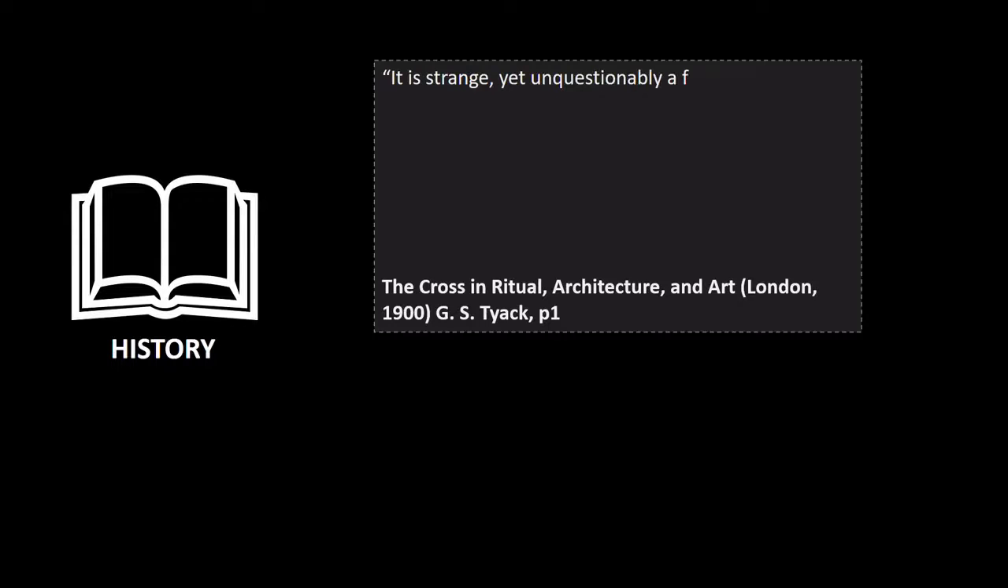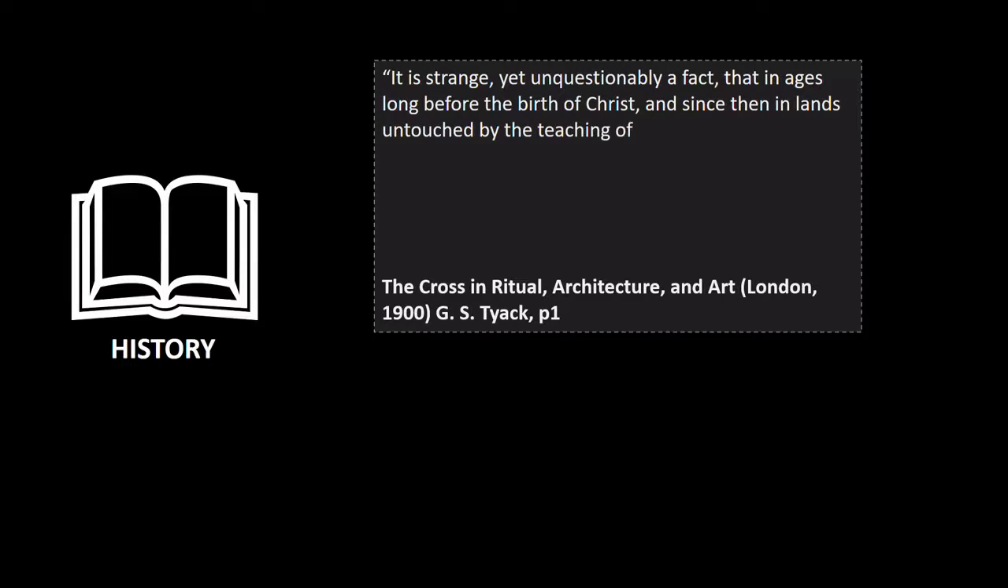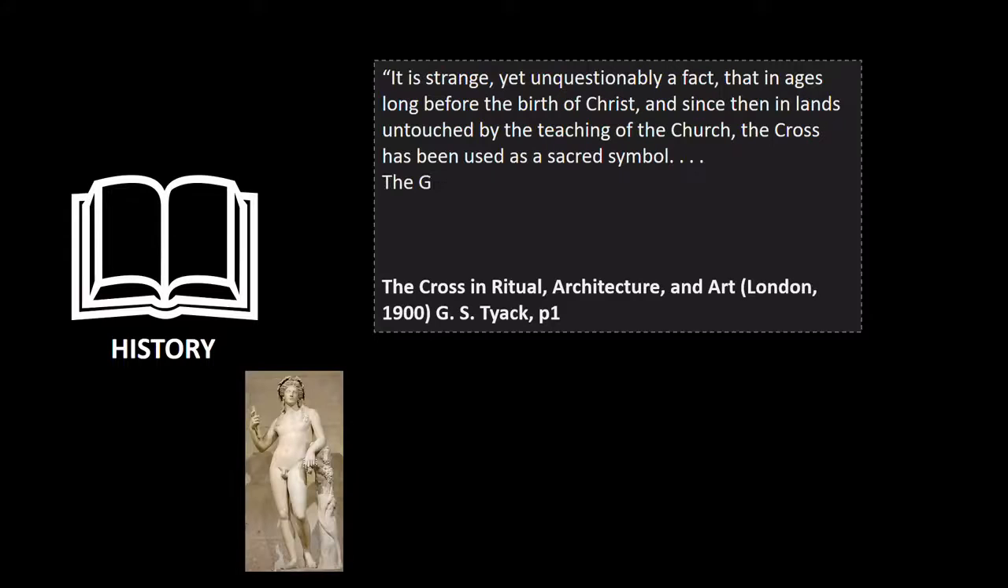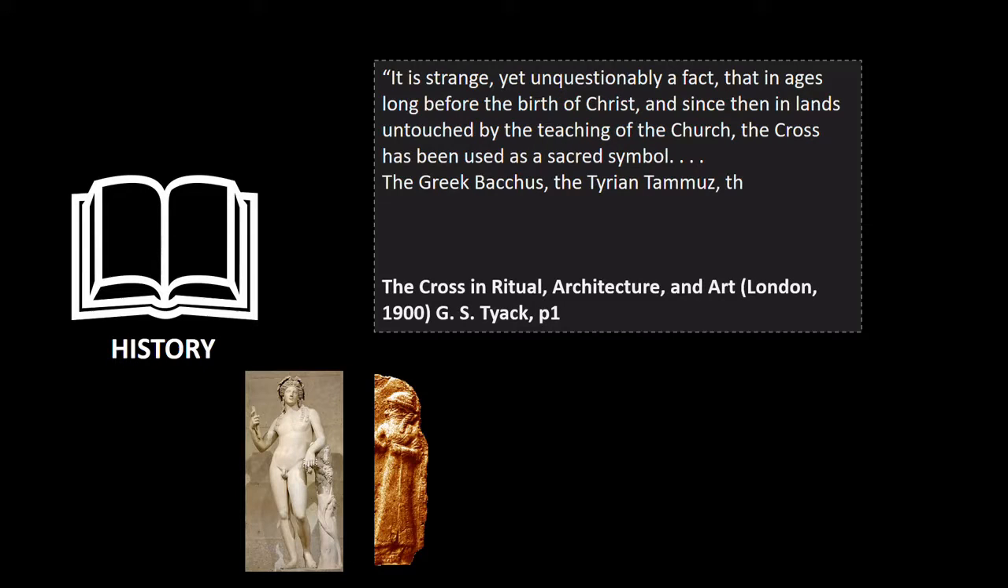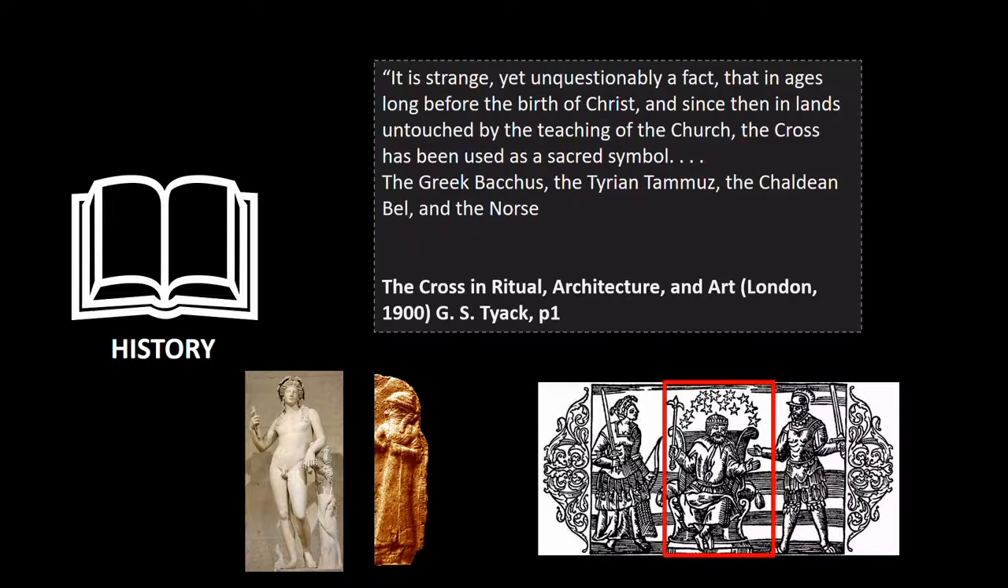There is a wealth of material that backs this up. For instance, the cross in ritual architecture and art. It is strange yet unquestionably a fact that in ages long before the birth of Christ, and since then in lands untouched by the teaching of the Church, the cross has been used as a sacred symbol. The Greek Bacchus, the Tyrian Tammuz, the Chaldean Bel, and the Norse Odin were all symbolized to their votaries by a cruciform device.